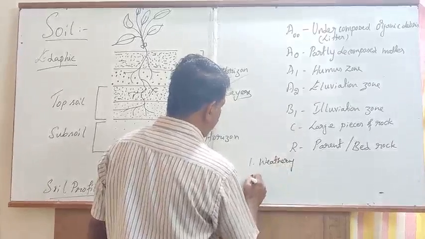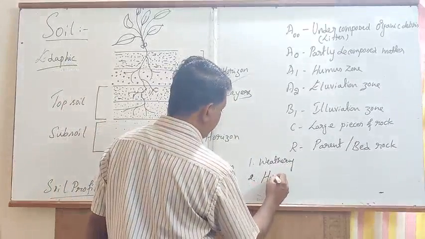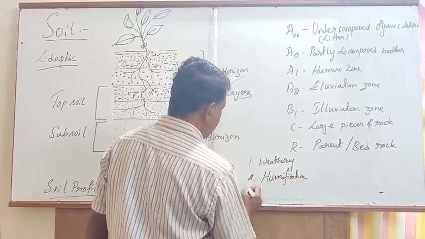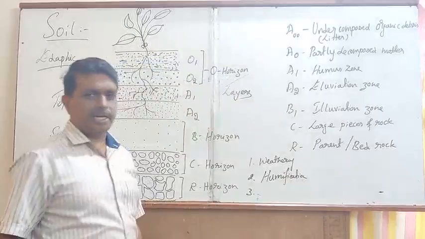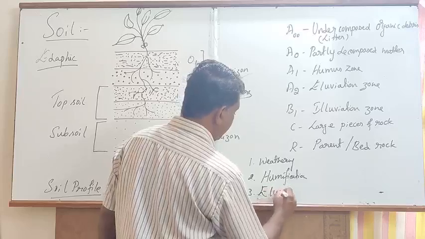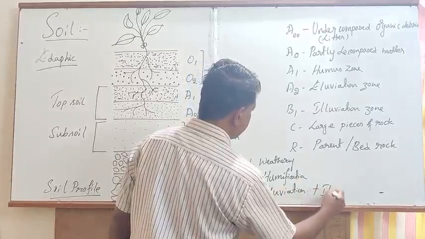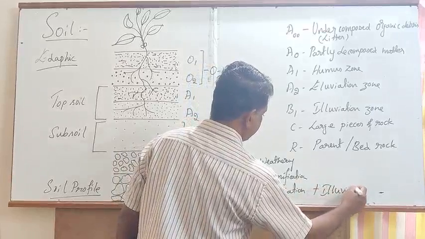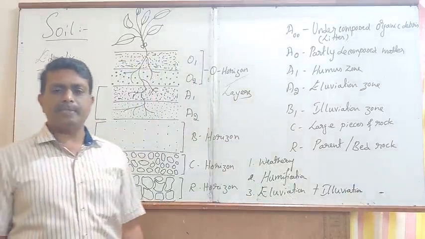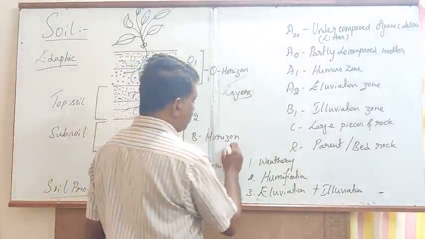The second important step is humification. The third important ones are illuviation and elevation. These are the three important steps normally involved in the pedogenesis.